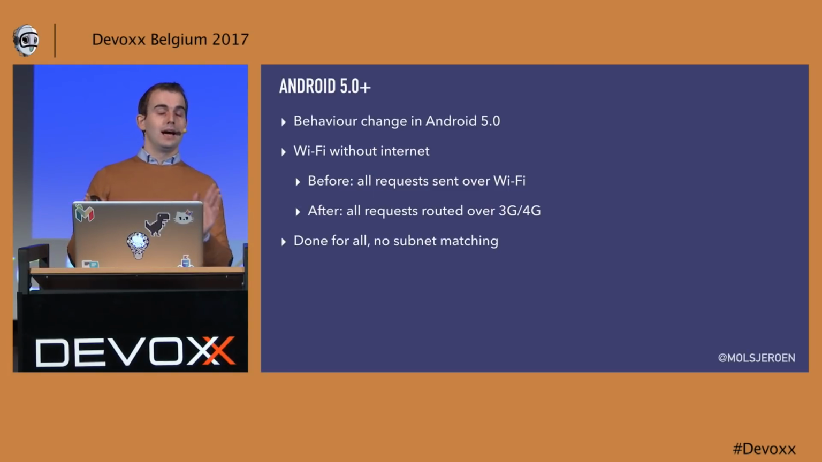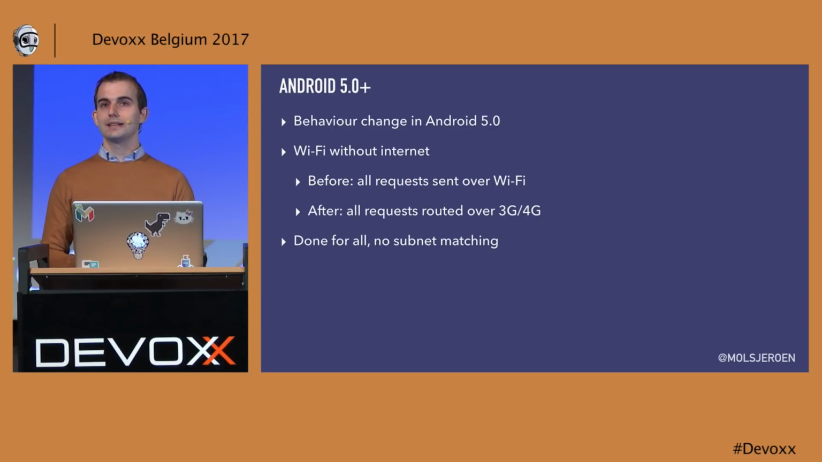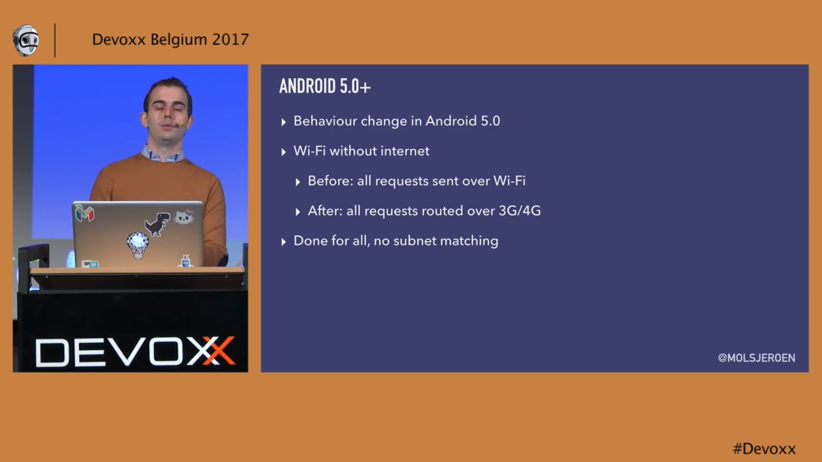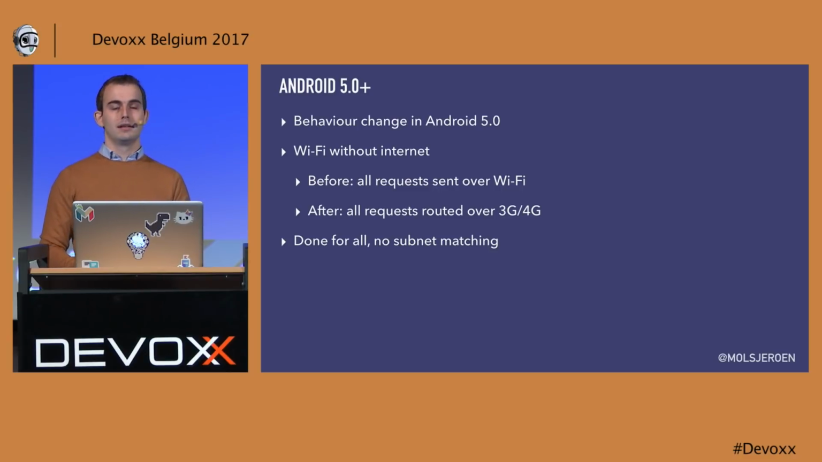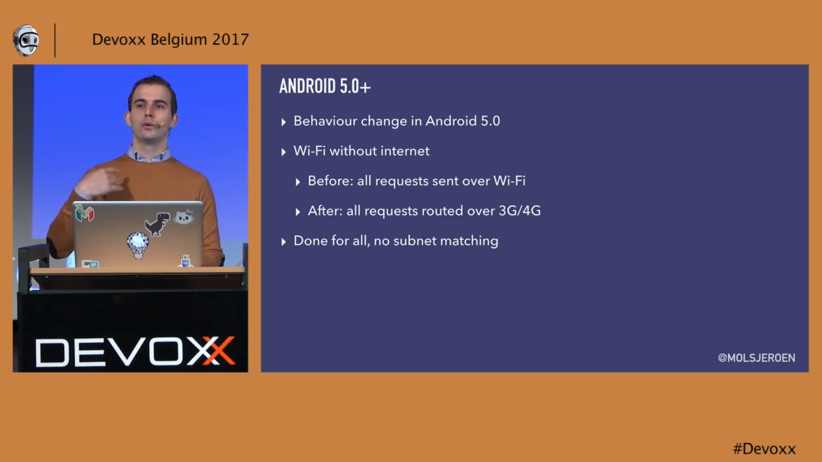So, I want to zoom in now on how an OS update can actually break your setup flow. The single most important part of your product can simply be broken by an OS update. In Android before Lollipop, if you would connect to a Wi-Fi network without internet, then Android wouldn't care, and every request you would send would just be sent over that network.